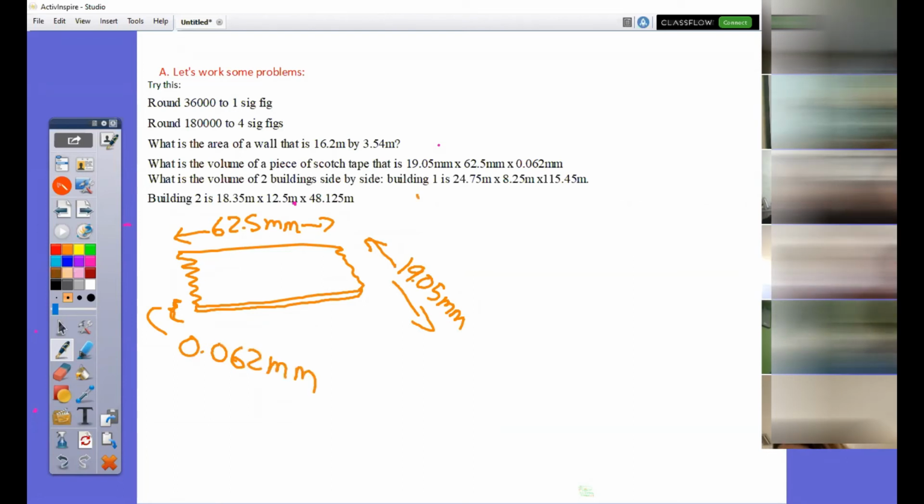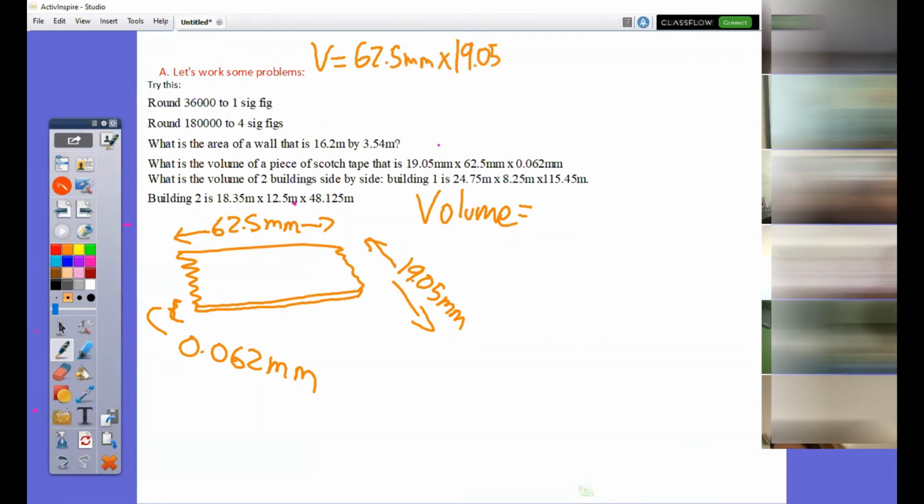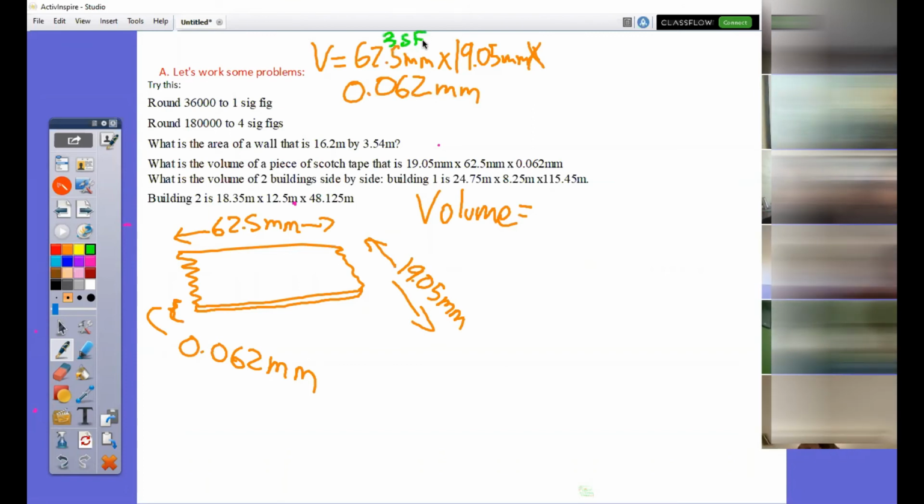What's the volume? 62.5 millimeters times 19.05 millimeters times, here's the kicker, this number only has 2 sig figs. So let's evaluate this. It's a multiplication problem. We're going to look at sig figs. 3 sig figs, 4 sig figs, 2 sig figs. No zeros, so all digits there count.